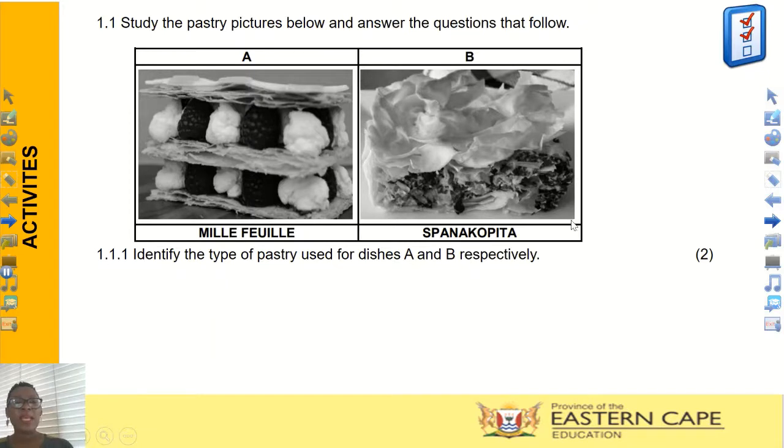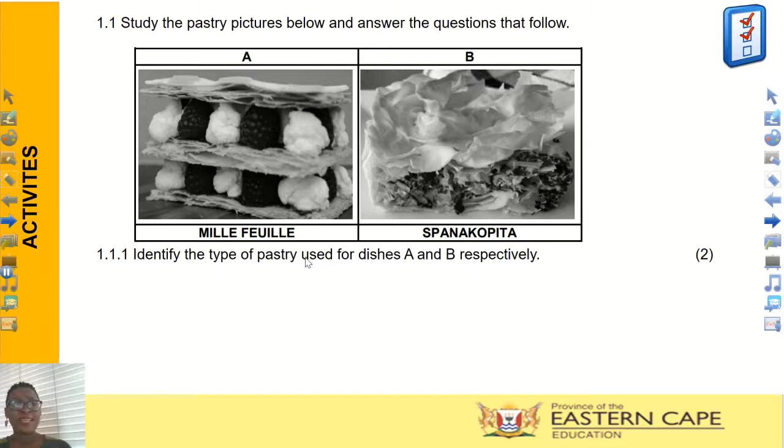Okay, let's look at the first one. They've given you two pastry products, and they've given you the names of the products. This might be the case all the time, it might not also be the case all the time. So don't take it for granted that in this instance they've given you the names. It now gives you leverage to be able to identify and understand what pastry it is.